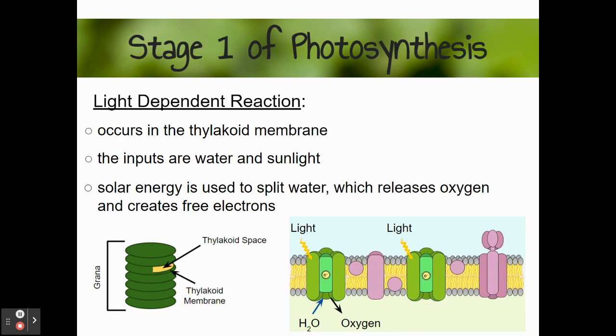The first part of photosynthesis, the light-dependent reaction, occurs in the thylakoid membrane, and water and sunlight are required for it. Solar energy is used to split apart the water molecule, which releases the oxygen gas that plants release and we can breathe in, so thank you, plants. It's also going to create some free electrons that are necessary to complete this reaction.